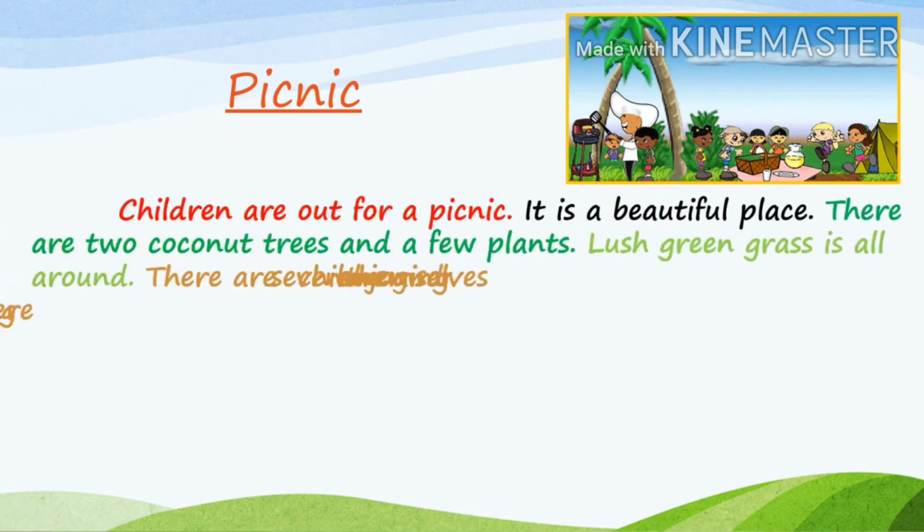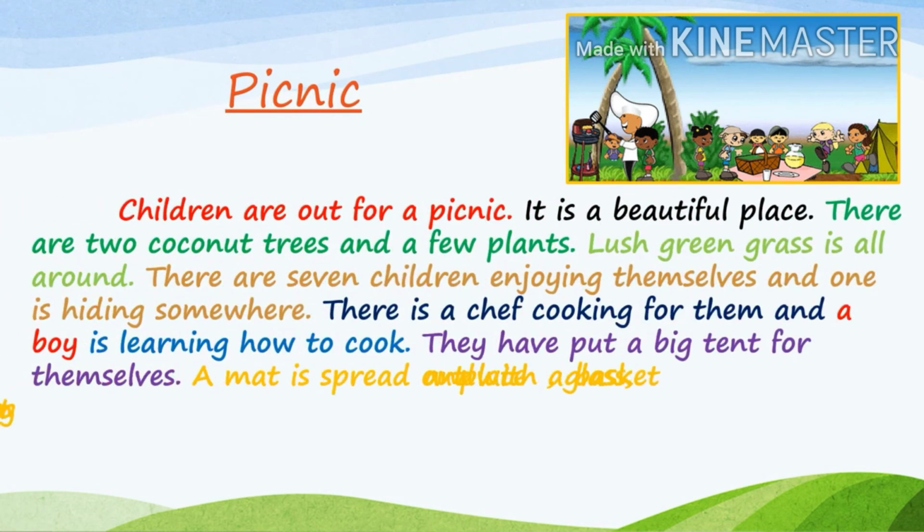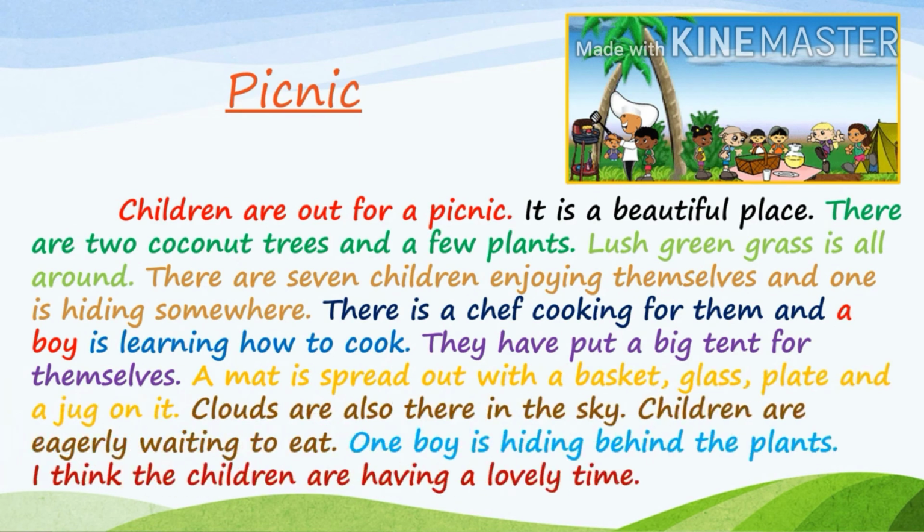composition. To start with, we always have to give a suitable title to the picture composition. And here the title is Picnic. Start writing your paragraph a little away from the margin. Means leave a little space from the margin and then write. And here my picture composition is: children are out on a picnic.